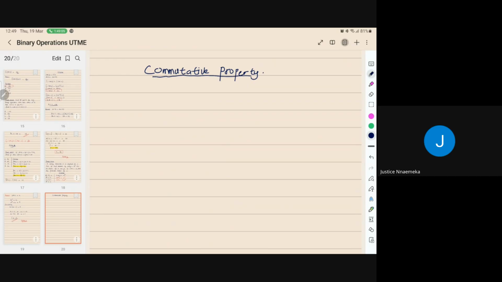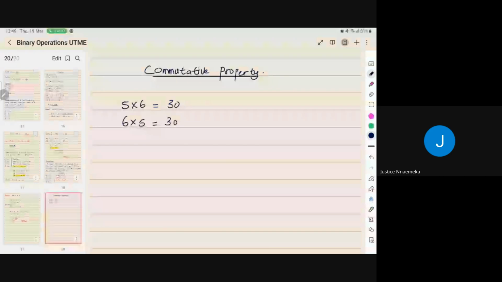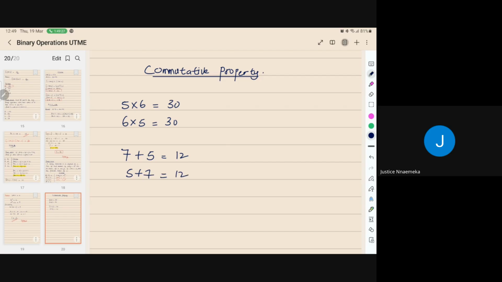Just like in your multiplication, you know that 5 times 6 is equal to 30. 6 times 5 is equal to 30 as well. So whether you swap it or not, they are still the same thing. The next one is, let's say, 7 plus 5. That will give us 12. Or 5 plus 7. That will still give you 12. So the position does not matter, right? That is what we mean that something is commutative. Are we together now? That's what your commutative property is all about. So the same way it applies to numbers, that's the same way it applies to your binary operation.